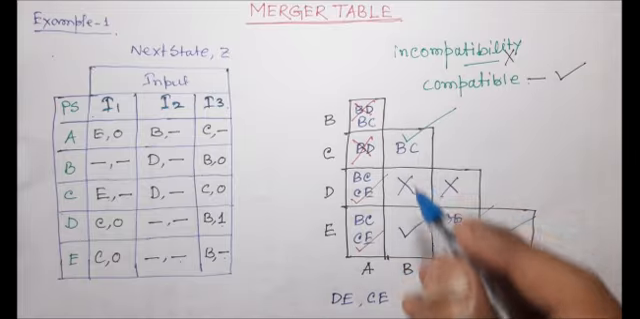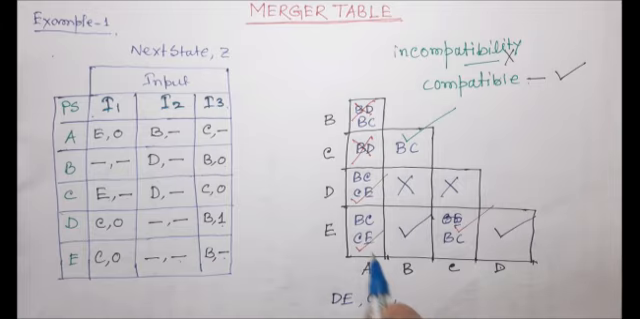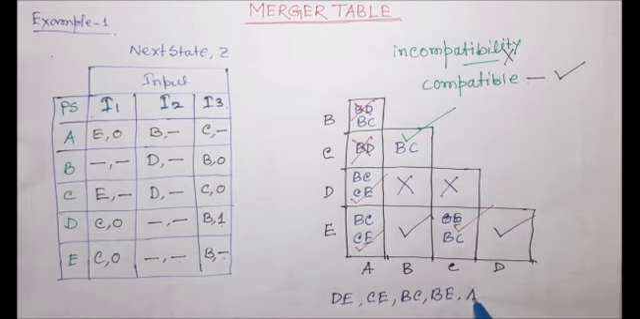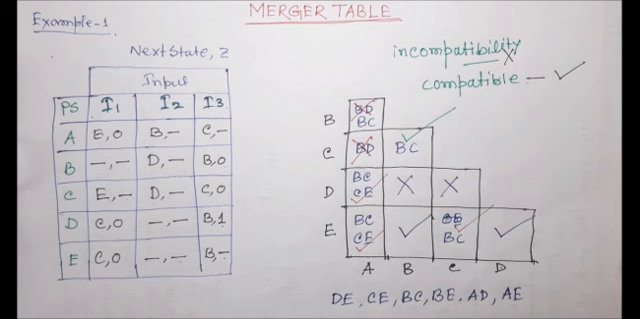we can write BC and BE, and here we can write AD and AE. So that is my compatible pair. We can also reduce, because look at the states BC, BE and CE. So we can reduce CE, BC, BE. This is my compatible pair.